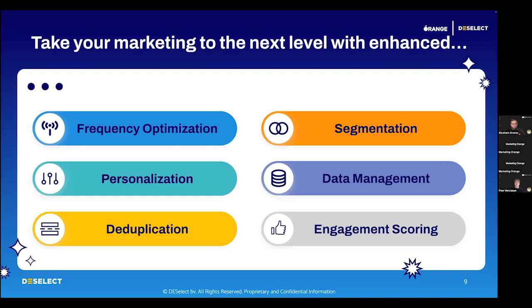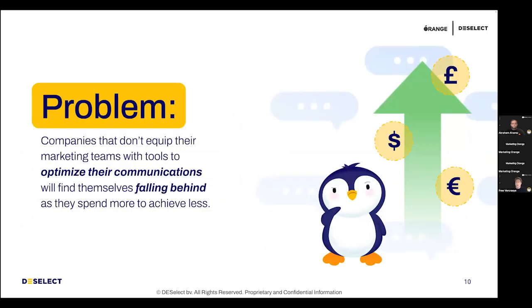What we offer is we help you take your marketing to the next level by working on the following domains. So you can see them here. It's frequency optimization. We help with segmentation, which obviously benefits personalization efforts. We help with data management, with deduplication, and engagement scoring. A typical problem we see today is that when companies do not invest in optimizing communications, in optimizing the technology stack for their marketing team, they will eventually start falling behind compared to competitors, because they're spending more to achieve less.